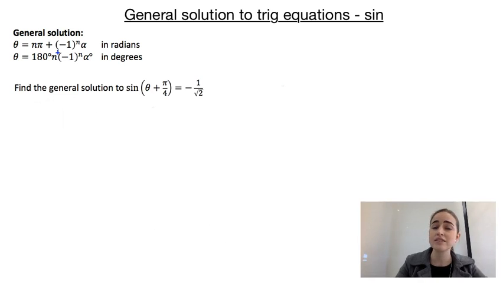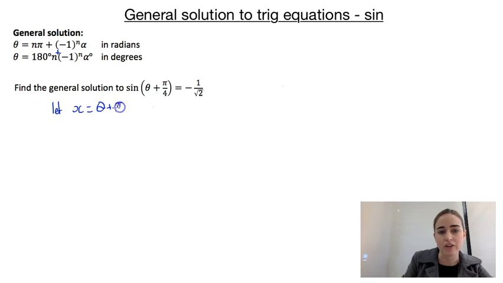Our example asks us to find the general solution to sine of theta plus pi on 4 equals minus 1 on root 2. So the first thing we're going to do is just let x equal theta plus pi on 4, which is going to change our equation to sine x equals minus 1 on root 2. Now we can solve this and then substitute back in. So to solve this, we need to figure out what our first positive solution is.